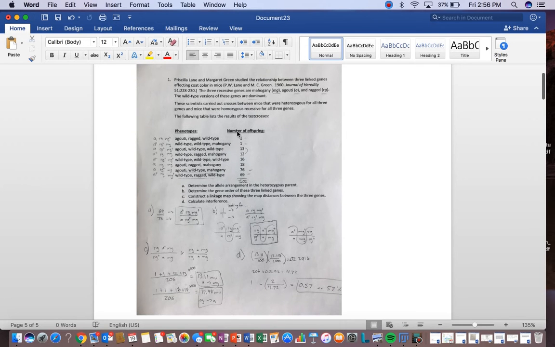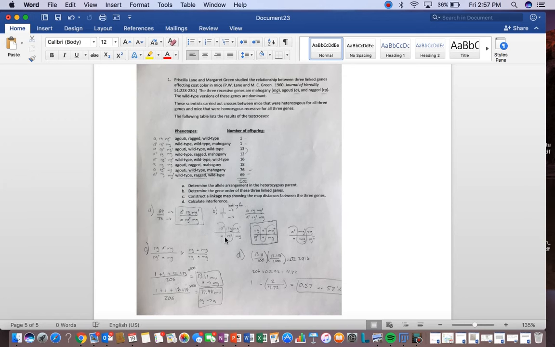For question 1, part A, it says, determine the allele arrangement in the heterozygous parent. To do this, we would look at the outcome and find the 2 biggest results, which we find to be 76 and 69. We take those phenotypes next to them and put them next to each other, and that's how we find the parent genotype.